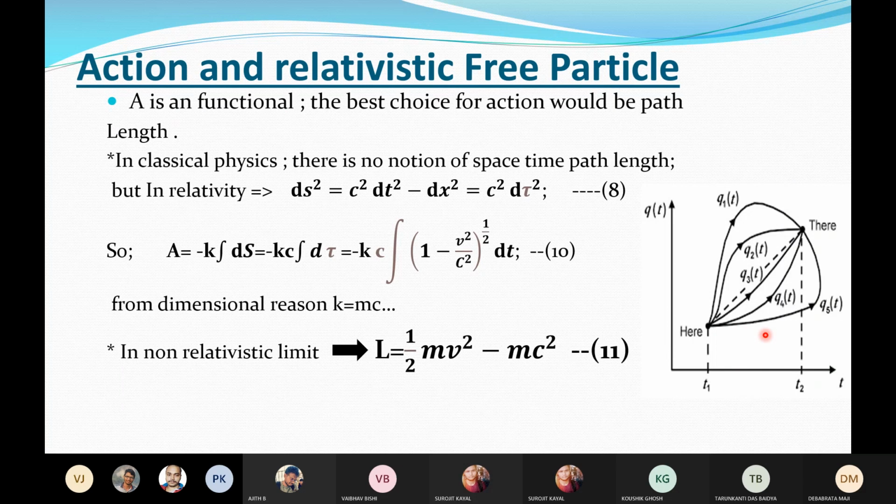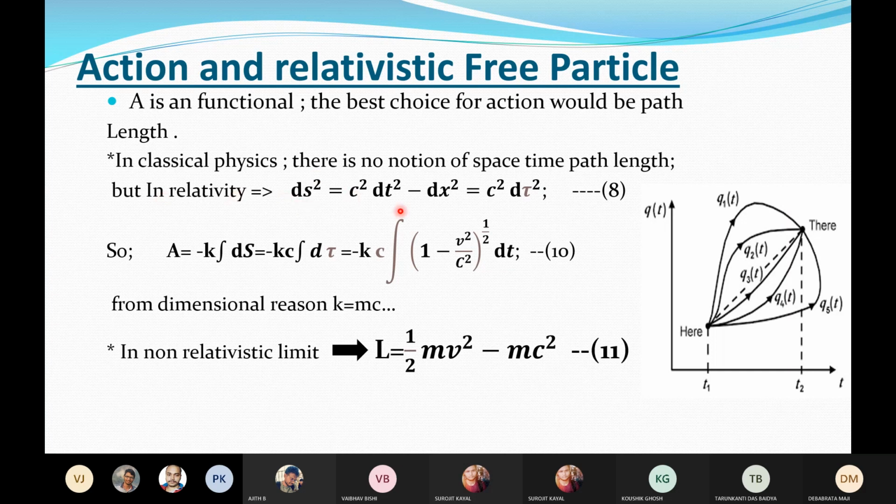So it is natural to take the path length in space time, but in classical physics there is no notion of space time path length, because in classical physics we always treat time and space separately, they are not coupled. But in relativity there is a space time interval, which is also Lorentz invariant, that will provide us a Lorentz invariant theory altogether.